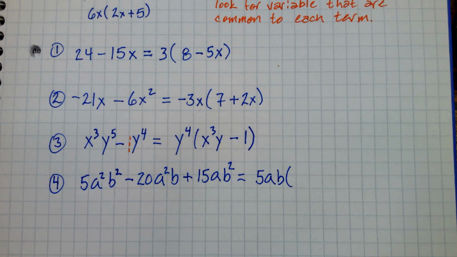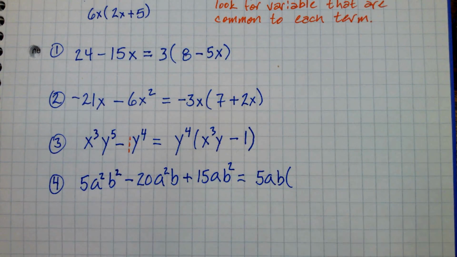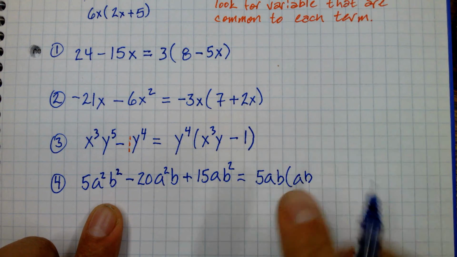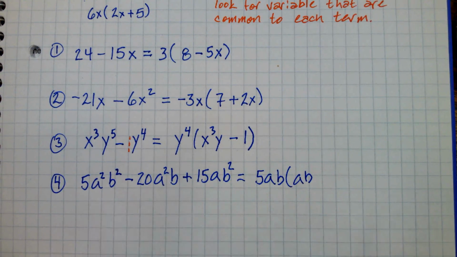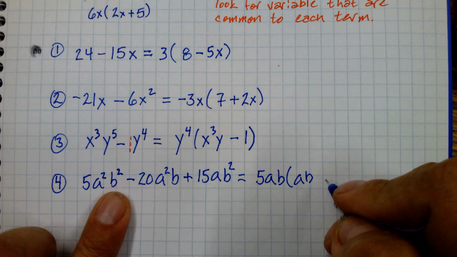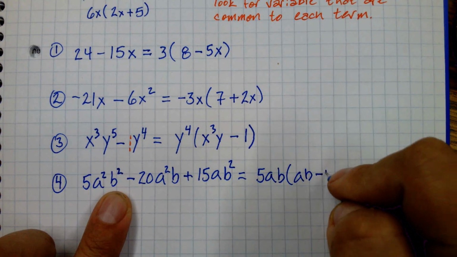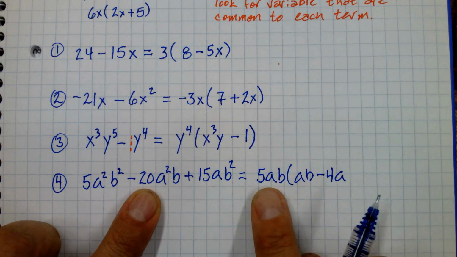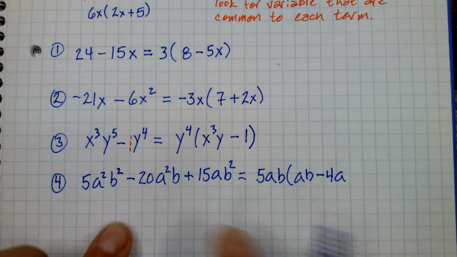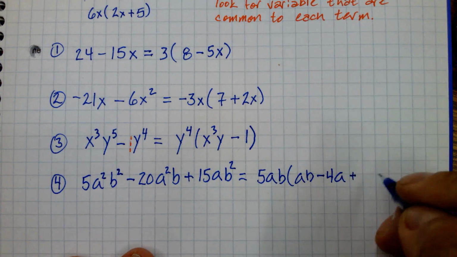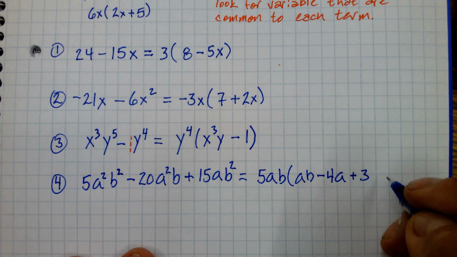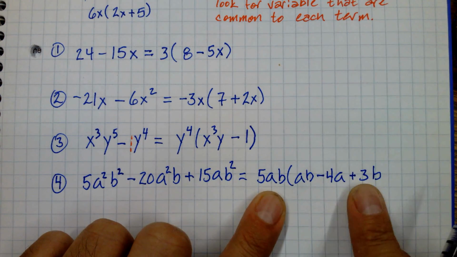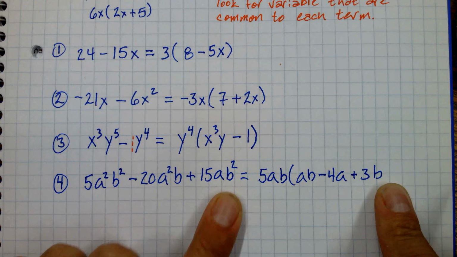So now it's just a matter of this times whatever gives me each term. AB. Because if I multiply 5AB with AB, I get 5A squared B squared. Then I got a minus of 4A. Because if I multiply 5AB with 4A, I get that. 3, and I do need the B, right? Because 5AB with 3B gives me 15AB squared.